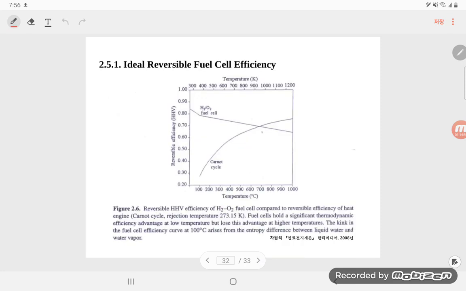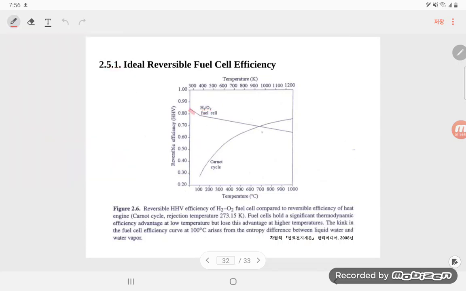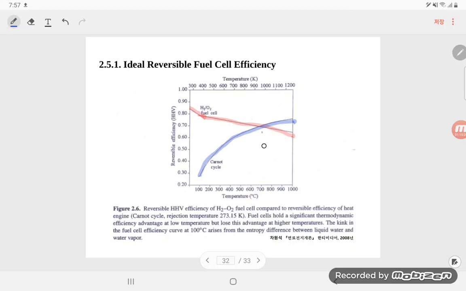So if we compare these two types of power source, the fuel cell has higher efficiency at low temperature than the Carnot cycle, and at high temperature, about 700 degrees Celsius, the Carnot cycle goes over the fuel cell at about this point, right? That's it. This is the efficiency of it.